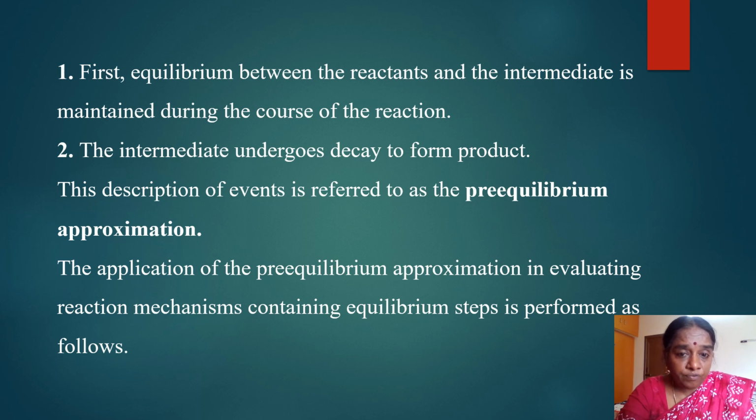This description of events is referred to as the pre-equilibrium approximation. That means you have a product formation, before which you have an intermediate formation, and that intermediate may create an equilibrium between the reactants and the intermediate. Such an idea is called the pre-equilibrium approximation.